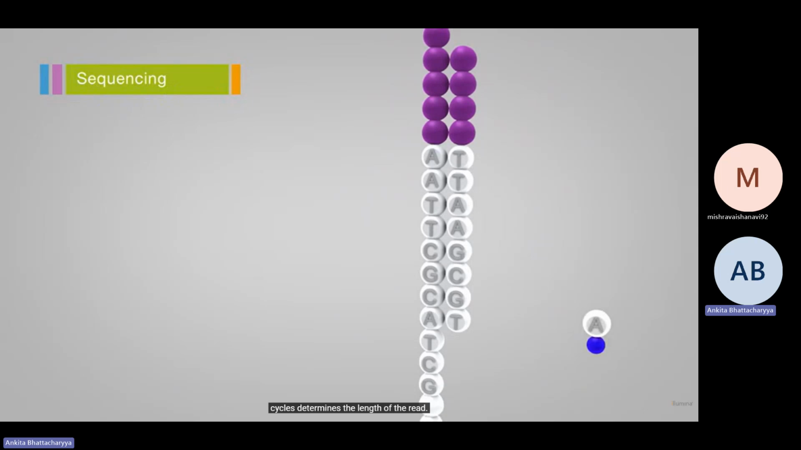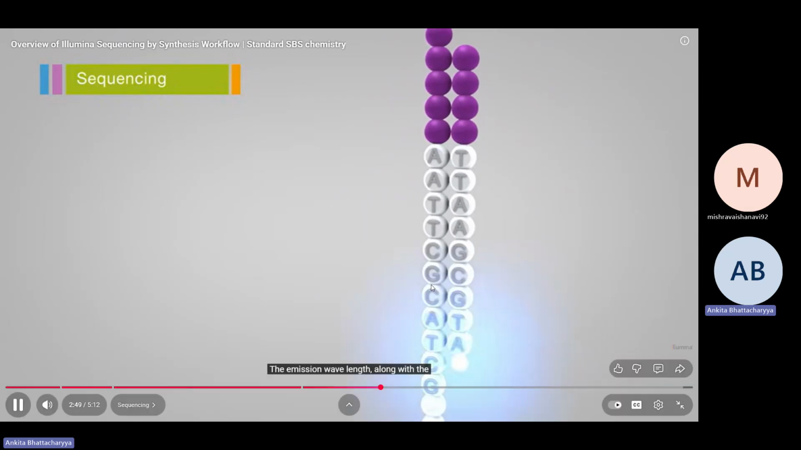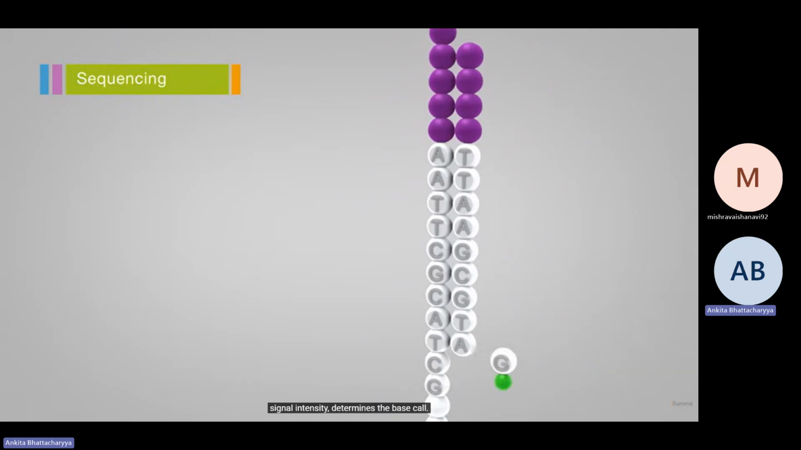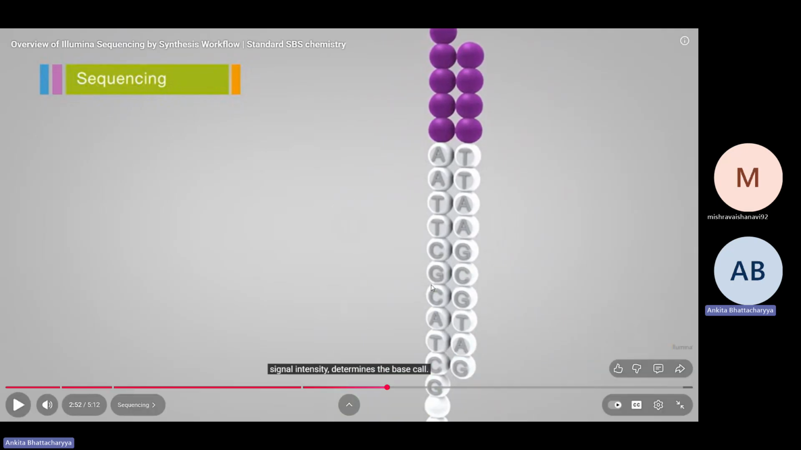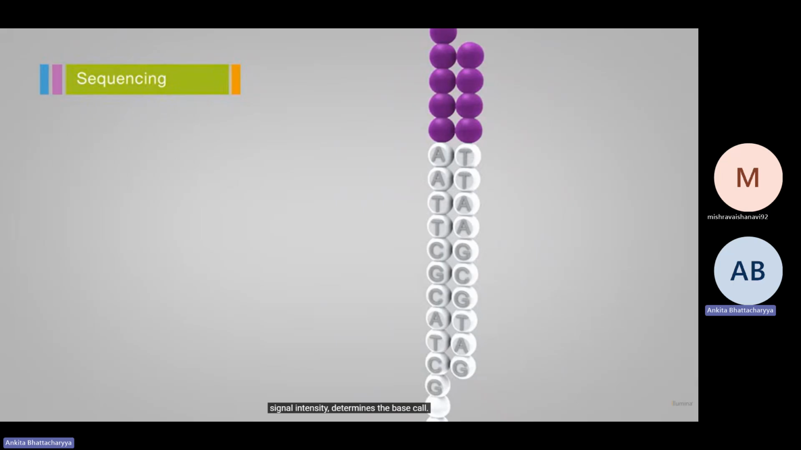And also we often go for paired end reads, which means for the same fragment, you get sequencing done from both ends. So you get more confidence in your data for RNA-seq. The emission wavelength, along with the signal intensity, determines the base call. So the base call basically gives you more confidence that for this position, when this base was incorporated, the amount of fluorescence intensity given out as the emission wavelength gives you confidence that the incorporation was correct. So base call is the terminology, and that report you also get.